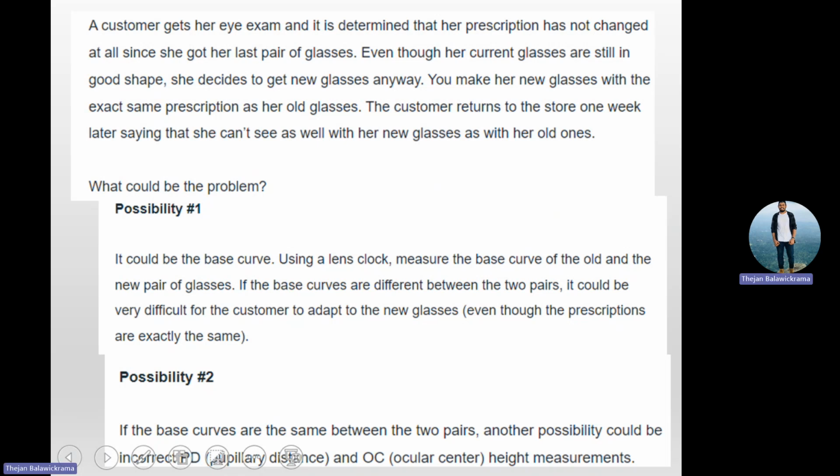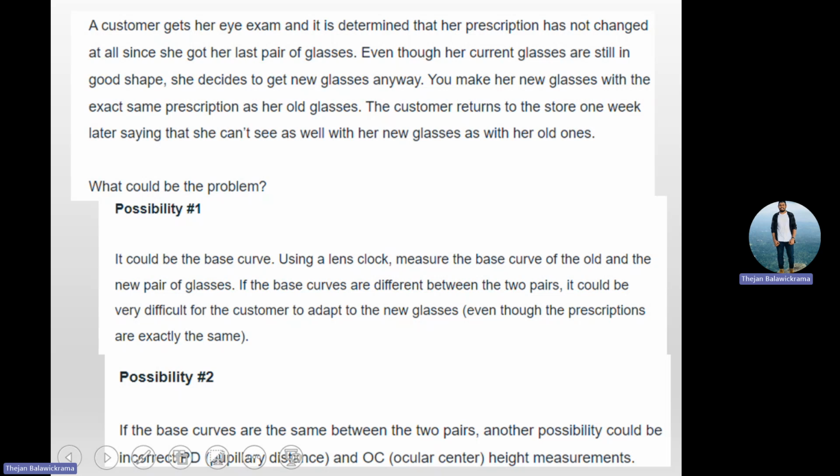I don't know the inside anatomy. If there is a problem with the new glass, we should check the glass. So it could be that the base curve is different between the two pairs, and it could be very difficult for the customer to adapt to the new glasses.